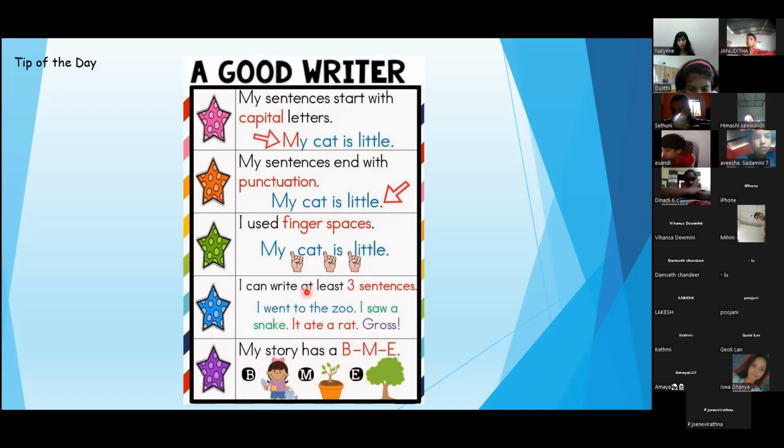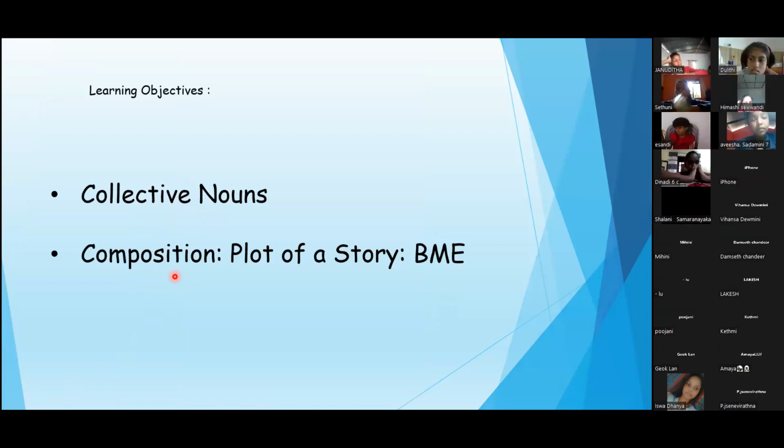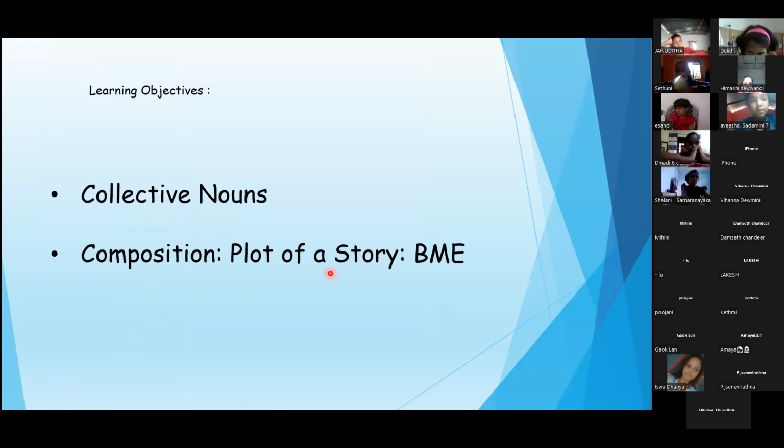With this, I have concluded introducing the 4 elements of English to you. So there are 4 things that you need to remember when you are speaking, reading or writing English. So let's go to today's lesson. Today we are going to focus on collective nouns, and we're going to focus on composition, which is writing, the plot of a story, which is the BME, beginning, middle, ending.